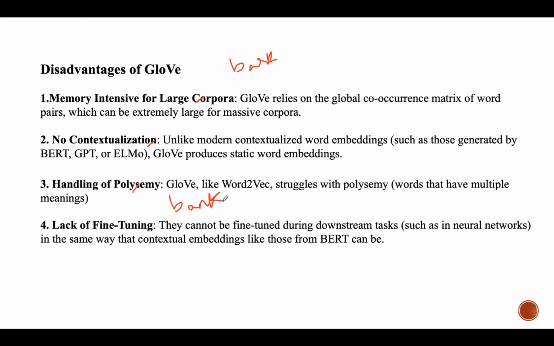which means polysemy is not handled in a context-sensitive way. And the fourth one is lack of fine-tuning. Even though GloVe is valuable for tasks where general semantic information is sufficient, like word similarity and clustering, its lack of fine-tuning makes it less flexible.